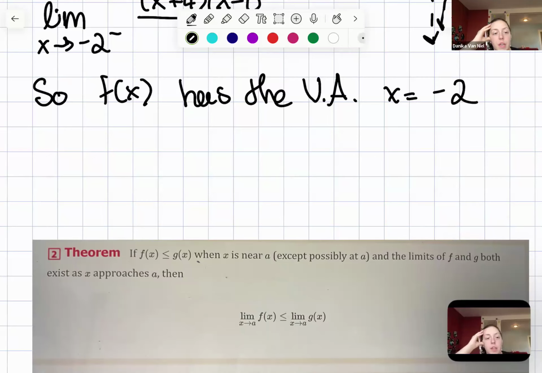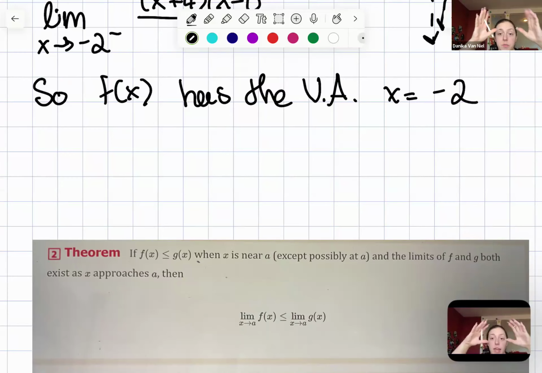So if the function f is less than or equal to the function g when x is near a, except possibly at a, and the limits of f and g both exist as x approaches a, then their limits have this relationship with each other. Okay. So let's break down what is happening here.